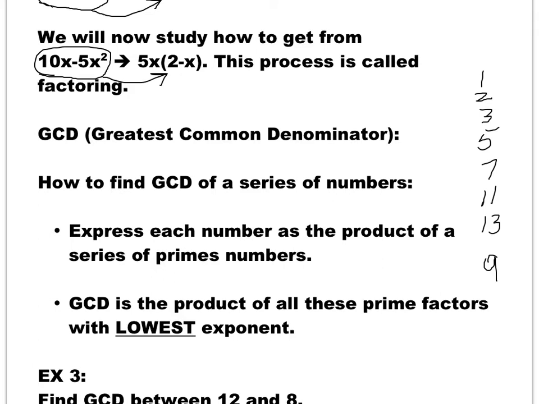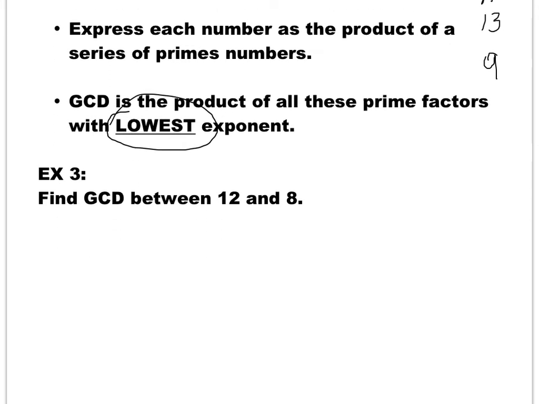Now, when you factor all these numbers that you want to find the GCD of, you are going to find the product of all the common factors with the lowest exponent. The number that you get is called the GCD of those numbers. It's a very, very simple process, and it's used when you do your factoring. Let's do a couple of examples.